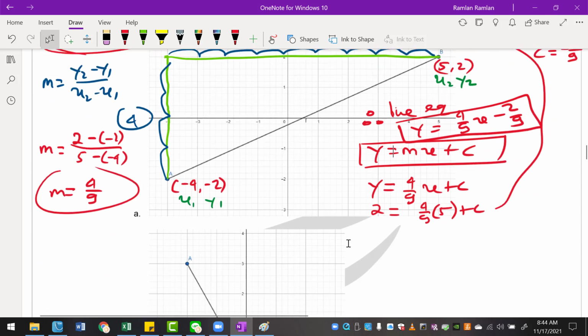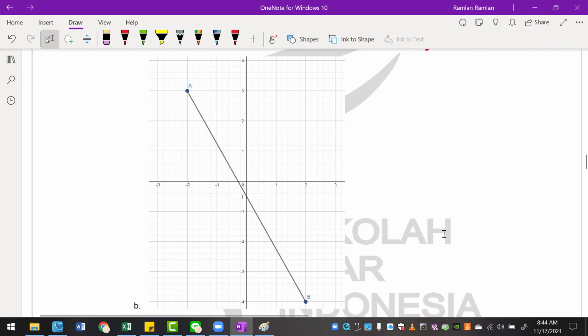The same question but a different line. The first thing that we need to do is determine the gradient. Be careful. Again, the points here: we have minus 2 comma 3, and for this one it's 2 comma minus 4. Okay, and then after we determine that, we can find the gradient.